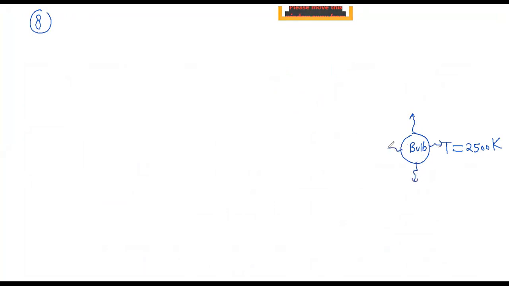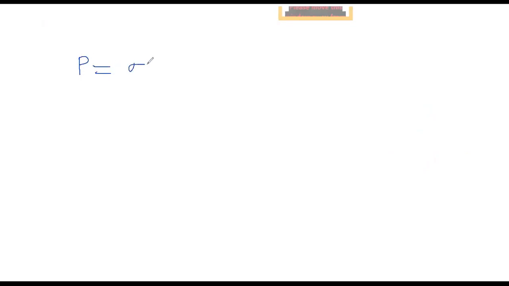For question number 8, see, this is the source of light, the bulb. The temperature of the bulb is 2500 Kelvin. It is emitting light of power P, where power P will be given by sigma A T raised to 4.